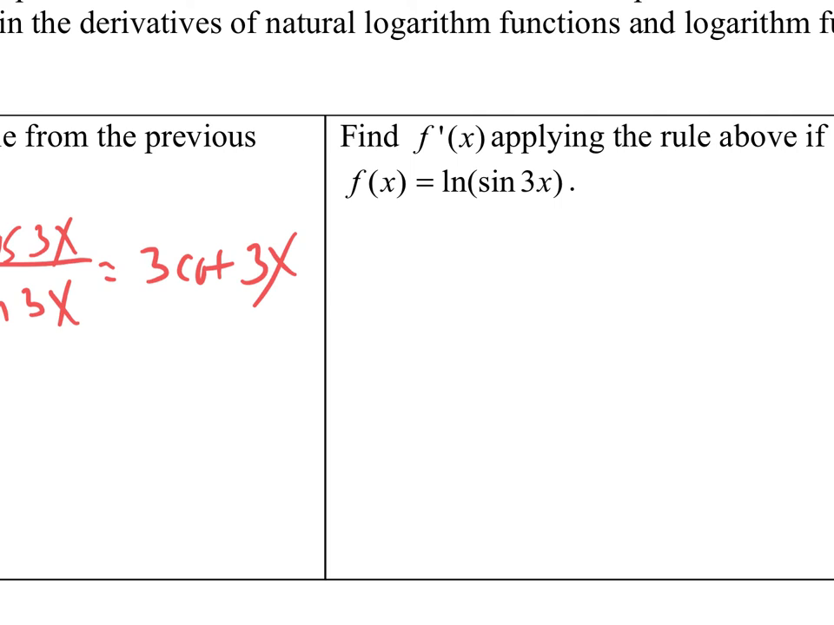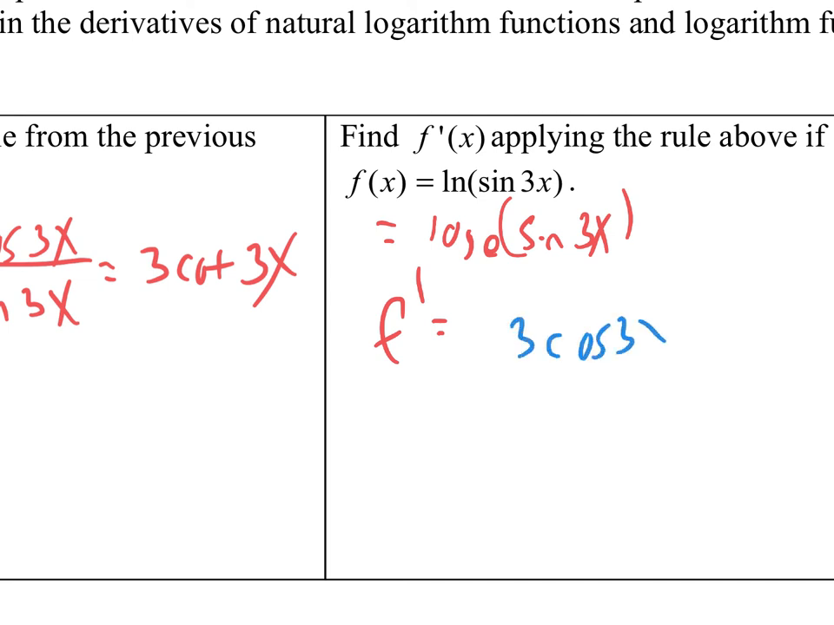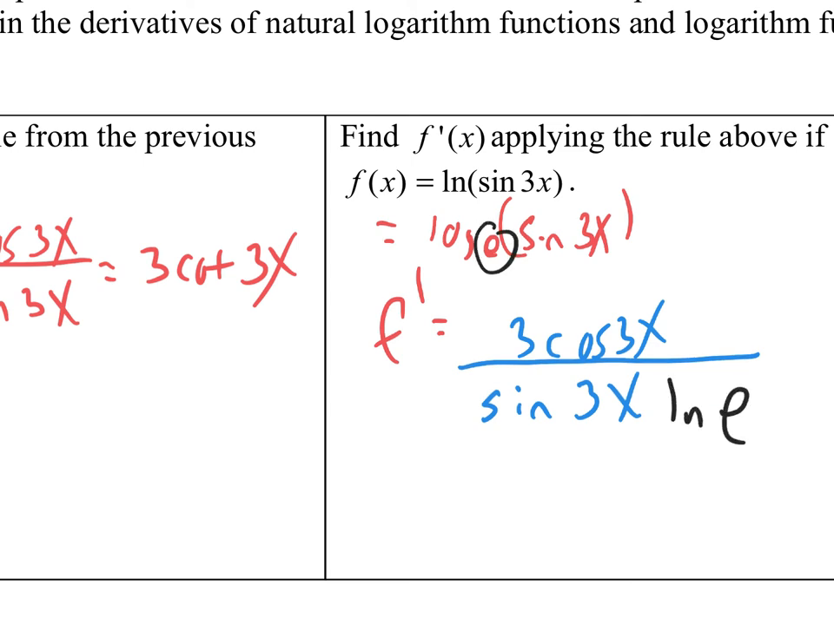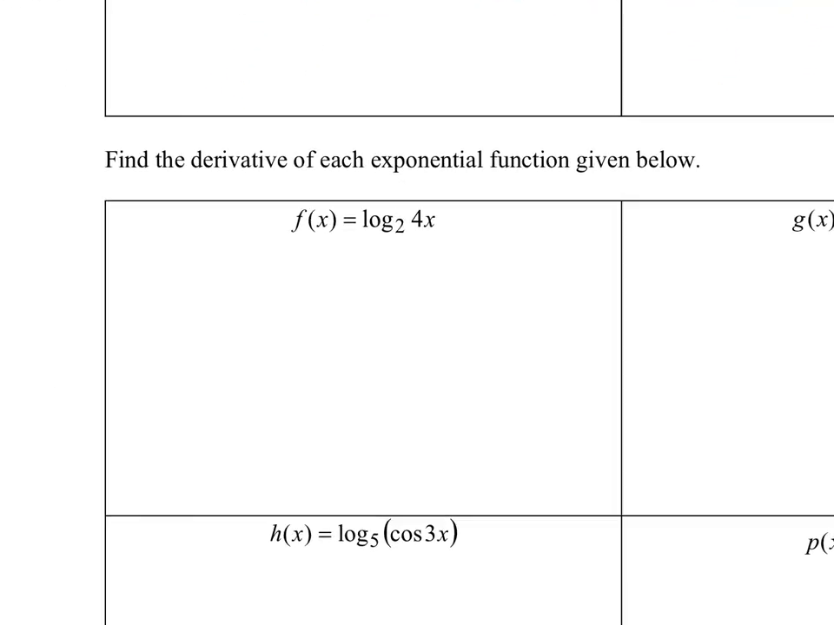We would treat this as log base e of sine of 3x. And so f prime would be the 3 cosine of 3x divided by just the sine of 3x times the natural log of e, which cancels out. Get the same answer. Let's practice a couple.